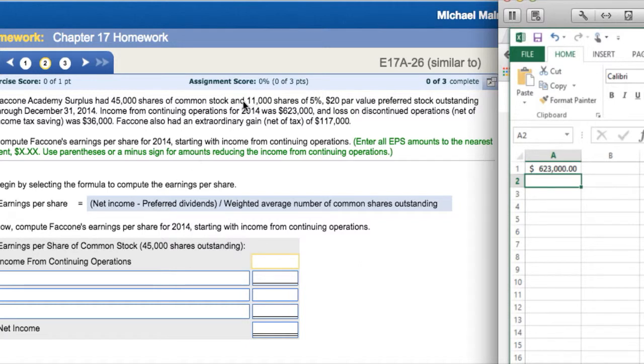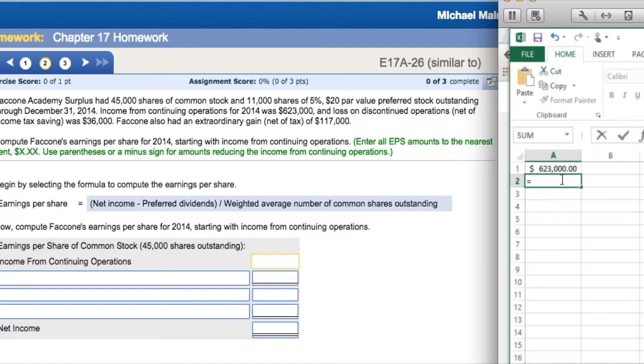So we look at the number of shares of preferred stock. Remember, those are obviously the ones that are going to provide preferred dividends. So what we need to do is find the total par value of this stock, which we get by multiplying 11,000 shares times the $20 par value per share. So that's what I'm going to put in this little cell right here.